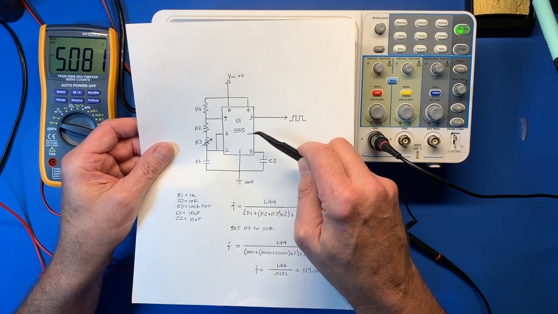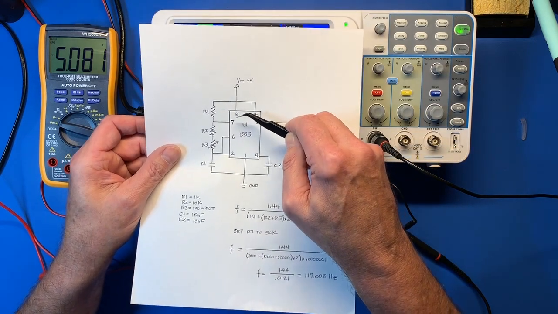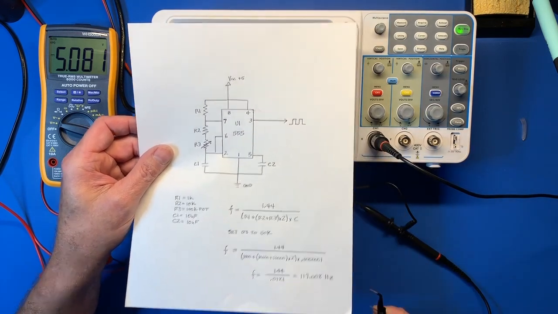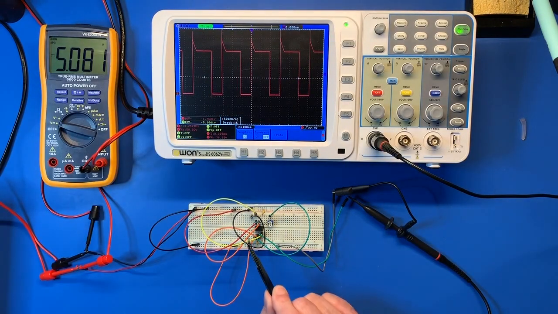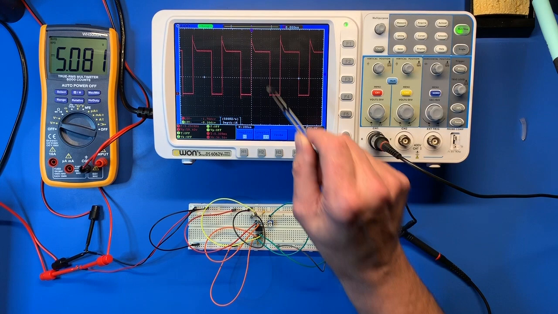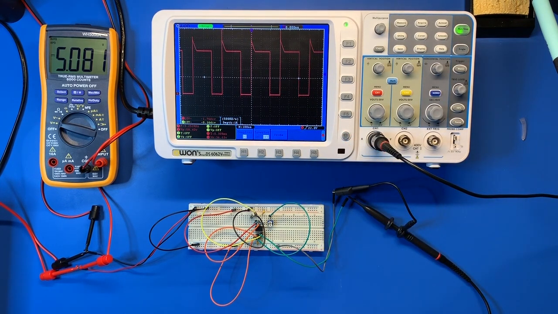Oftentimes they'll put those decoupling capacitors under the chip or very close to the pins. Now here, we're not going to be able to put it very close, but we should be able to add a decoupling capacitor and see the waveform change or improve. So let's do that.